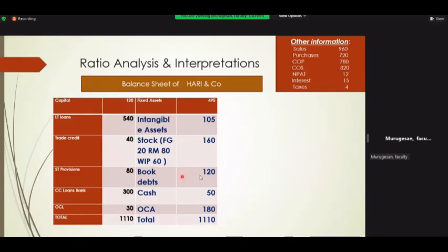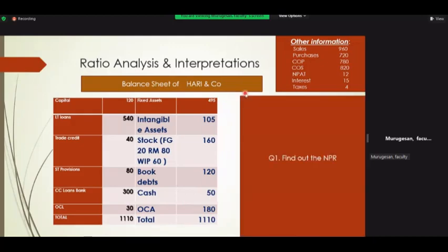Now, book debts 120, cash 50. This is the balance sheet. Now, questions will be: question number one, find out NPR. This will be from the P&L account, this will be from the balance sheet. You agree? This will be the additional information they will give.